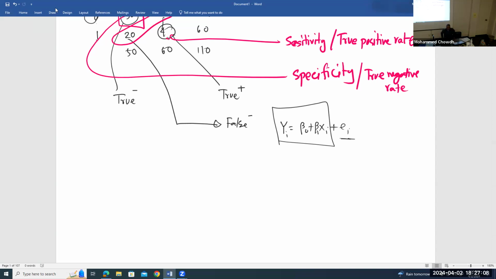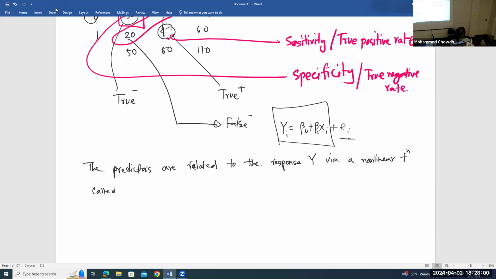Understand? Now, in order to understand that, I have to write a sentence. The predictors are related to the response Y via a nonlinear function called logit. Called logit. Okay.